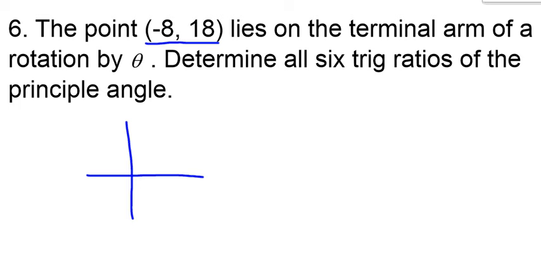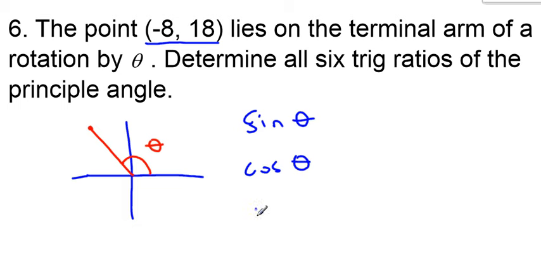So let's figure out where this point is. If I go -8 and up 18, I'm about here. And again, the diagram's just to help. I'm not making it perfect, obviously. So there is the terminal arm. So here is what the principal angle sort of looks like. Not to scale, but I'm in the right quadrant, so everything's fine. So that is the rotation by theta. So I need to find sine theta, cosine theta, and tan theta. Those are the 3 primary trig ratios.